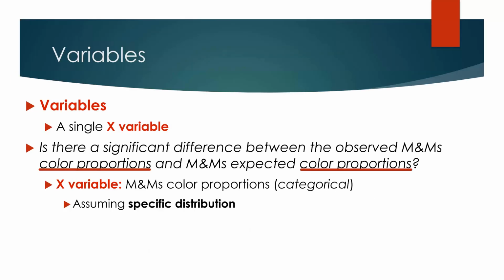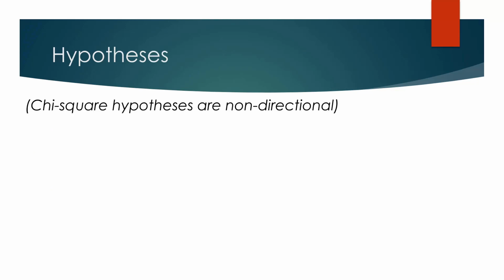So our first step is looking at our variables. We already have our variable that we talked about last time, M&M color proportions. We have the observed and the expected color proportions. And remember, our assumption is following M&M's theory about the specific distribution of the M&M color proportions. So our hypotheses, remember, chi-square hypotheses are non-directional, so we're only going to have one version of these hypotheses.